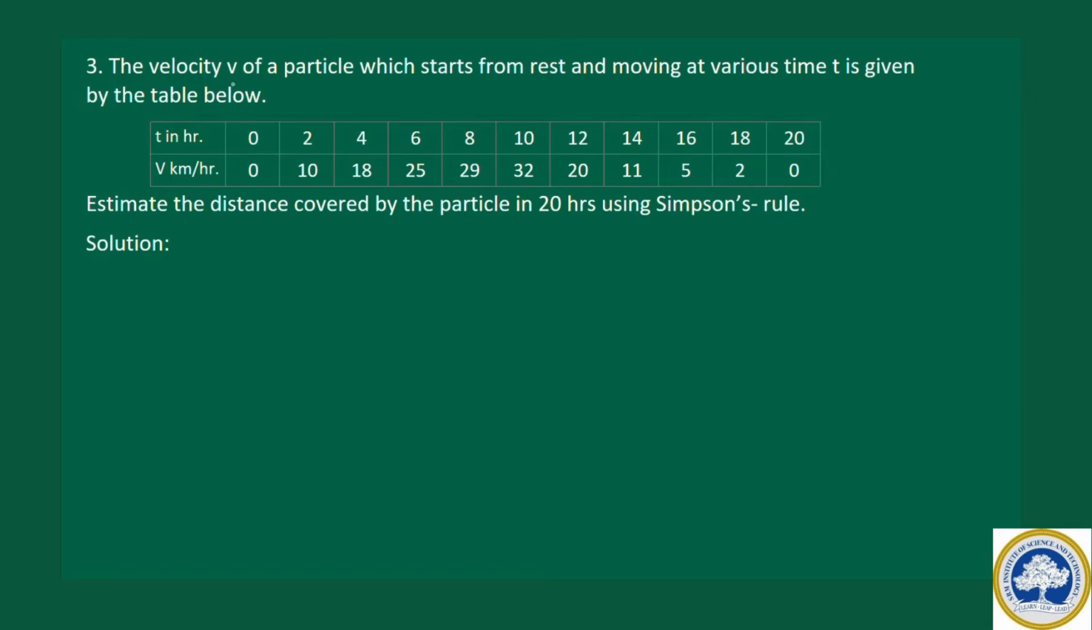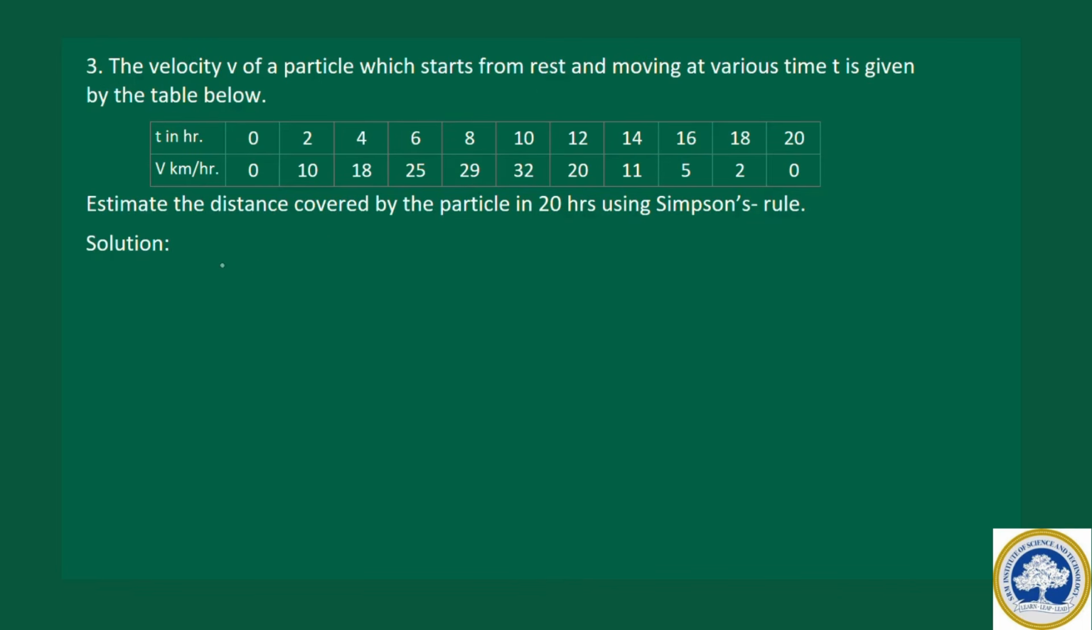See the problem. The velocity v of a particle which starts from rest and moving at various time t is given by the table below. Now the time and the velocity is given here. What we have to find here is estimate the distance covered by the particle in 20 hours using Simpson's rule.